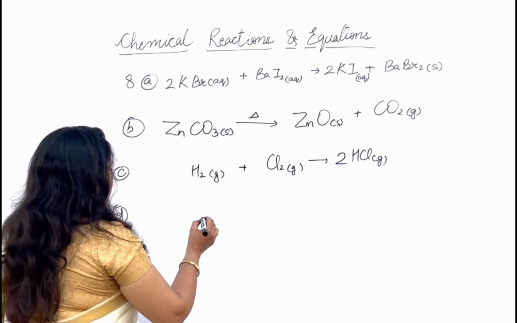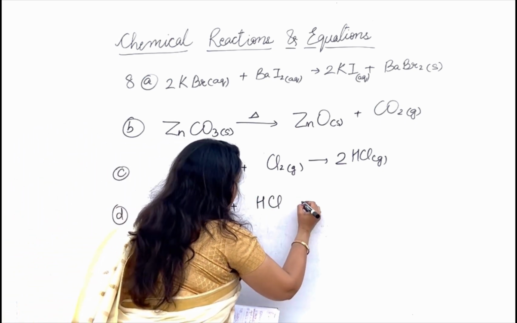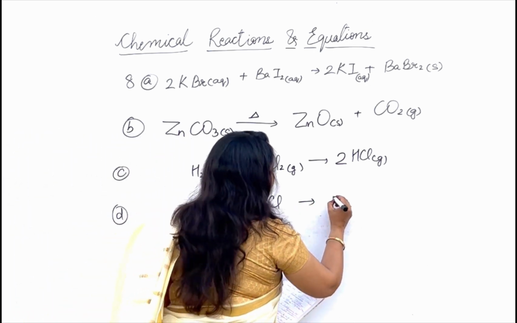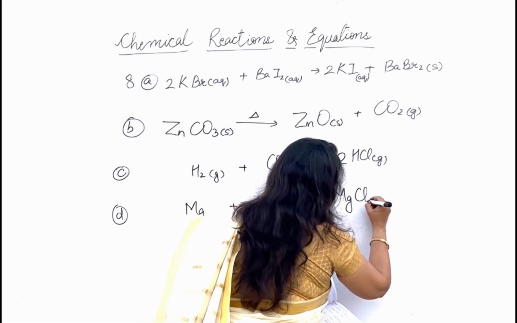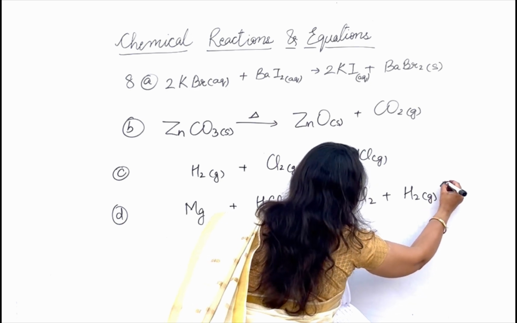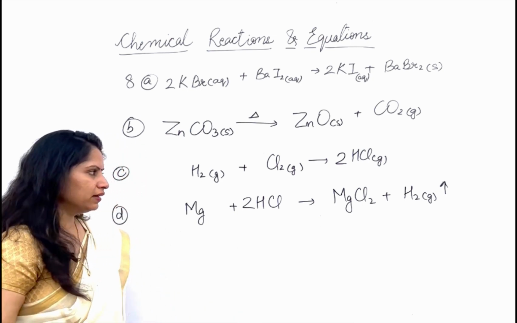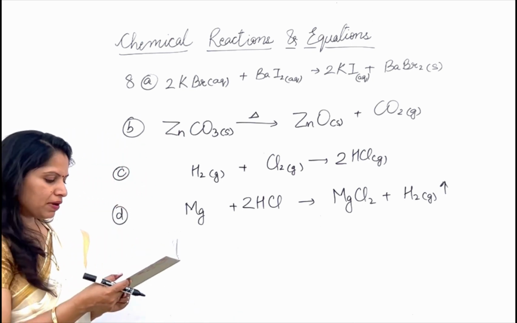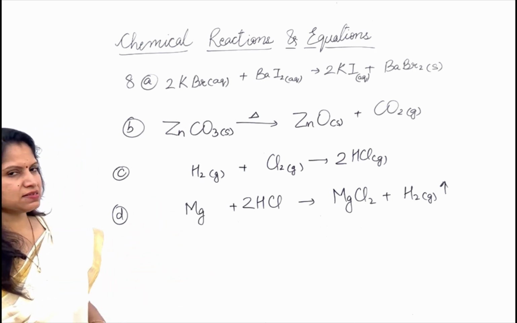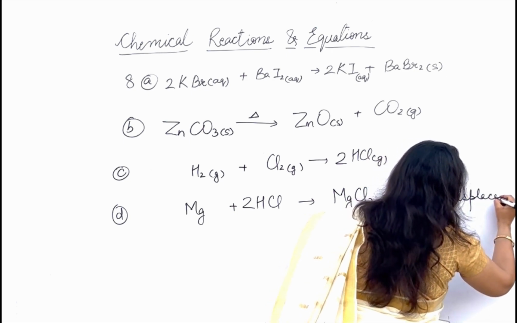Next is magnesium combines with hydrochloric acid. Now you know that magnesium is more reactive than hydrogen. What will be formed is magnesium chloride, plus hydrogen gas will escape out. To balance it, I need to have two here. Rest everything is already balanced. This is an example of which type of reaction? That is a displacement reaction. So this is a displacement reaction.